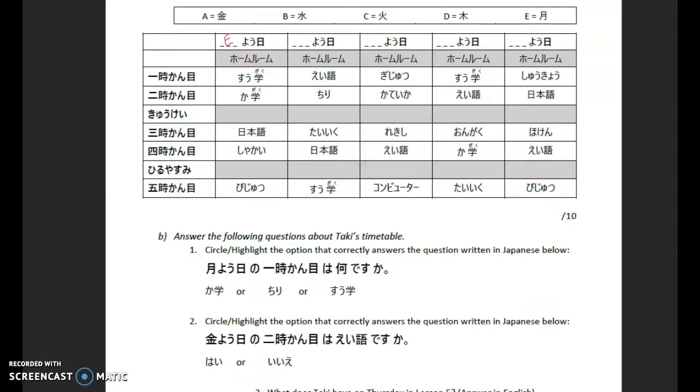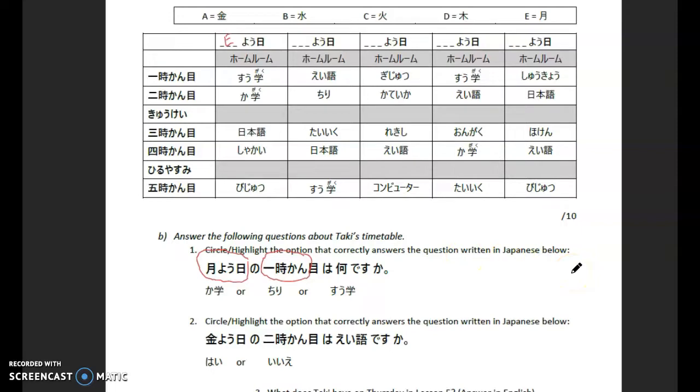Then, B, answer the following questions about Taki's timetable. Circle or highlight the option that correctly answers the question in Japanese below. We've got 3 options here. The question is, on this day of the week and this lesson, what does he have? Getsuyobi no 1時間目は何ですか? So I need to find this day and this lesson. I'll find the day along the top, the lesson along the side, and then I'll circle or highlight whichever option I think it is.